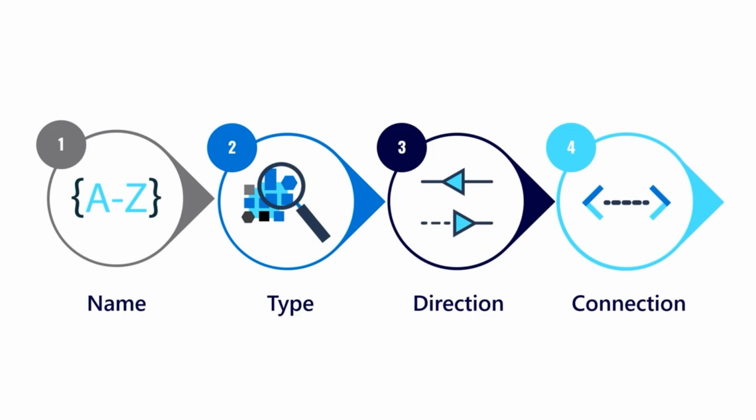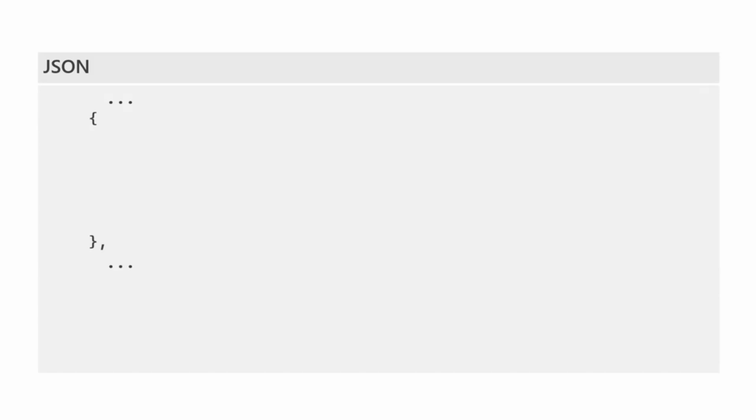Additionally, most binding types also need a 4th property, connection. This provides the name of an app setting key that contains the connection string. Bindings use connection strings stored in app settings to keep secrets out of the function code. This makes your code more configurable and secure. Bindings are defined in JSON. A binding is configured in your function's configuration file, which is named function.json and lives in the same folder as your function code. For example, let's examine a sample input binding.